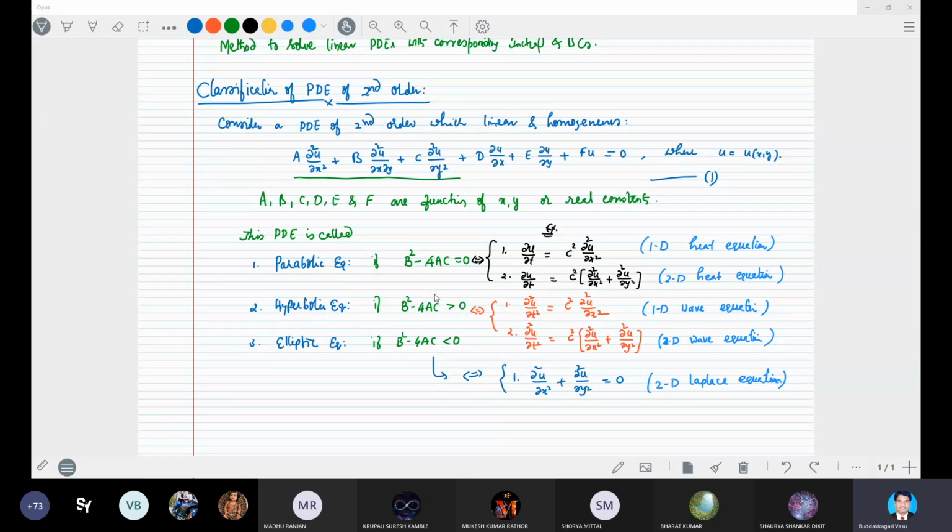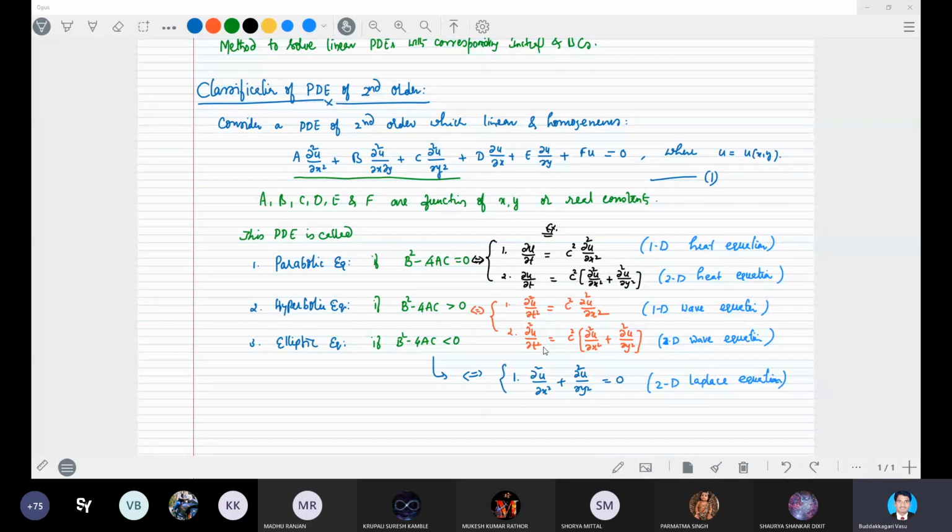And then the hyperbolic, where b square minus 4ac is greater than 0, and the basic examples are the wave equations. The one-dimensional wave equation is given by dou square u by dou t square is equal to c square into dou square u by dou x square, and the two-dimensional wave equation is given by dou square u by dou t square is equal to c square into dou square u by dou x square plus dou square u by dou y square, right?